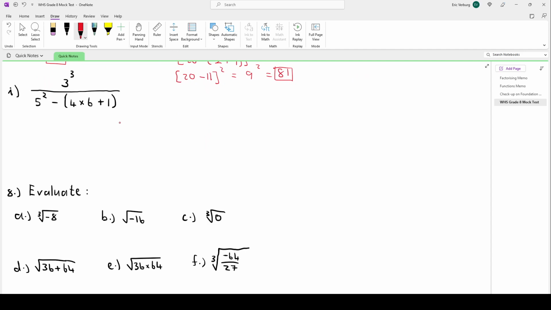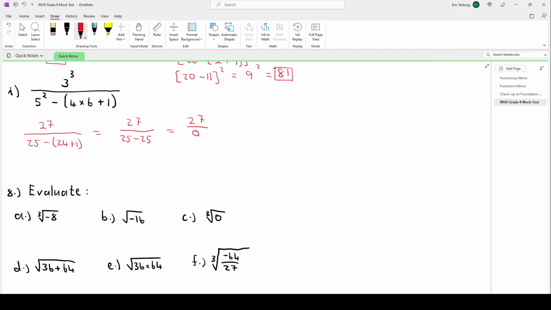Question I. Okay, again here at the top, we can do 3 to the power 3, which is 27. Then at the bottom, we can do 5 squared, which is 25, minus, now 4 times 6 is 24, plus 1. That's going to give us 27 over 25 minus, and 24 plus 1 is 25. So that gives us 27 over 25 minus 25 is 0.